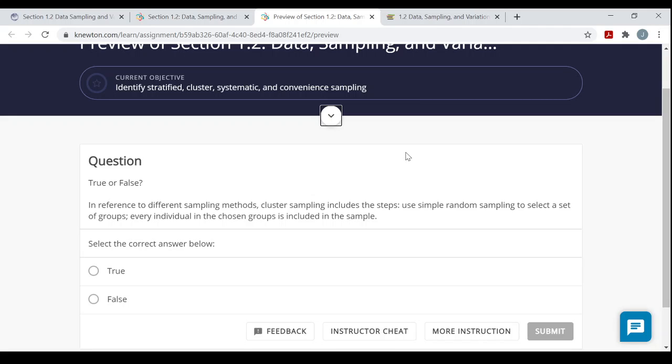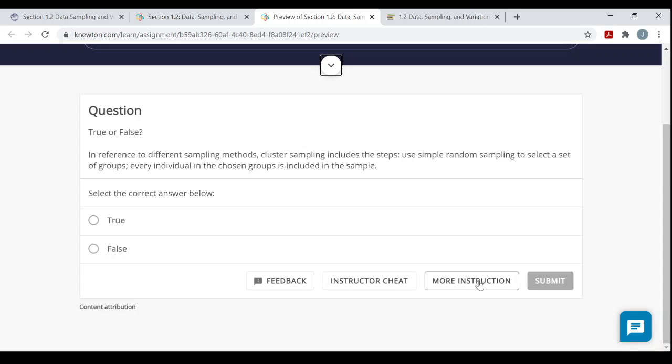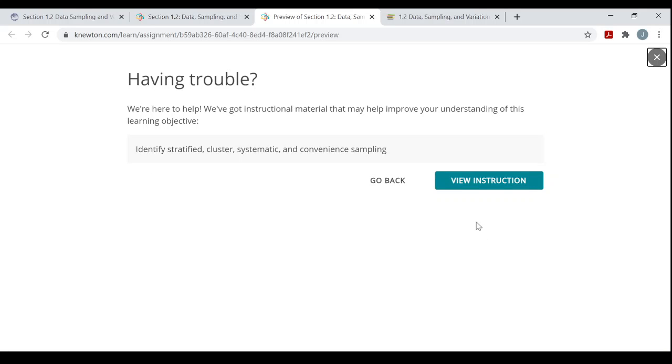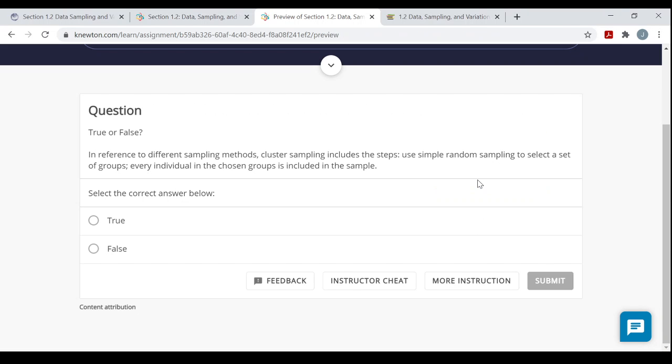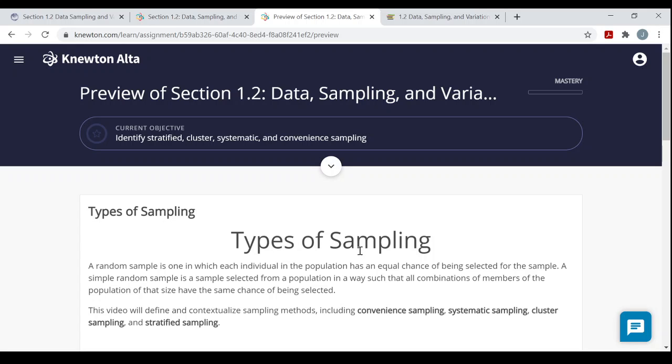And also, if you're struggling, not just if you've seen an objective for the first time, but also if you're seeing a problem that you're having trouble with, click on More Instruction, and then View Instruction, and it takes you to instruction. It'll be some text or maybe videos on the objective that question is about.